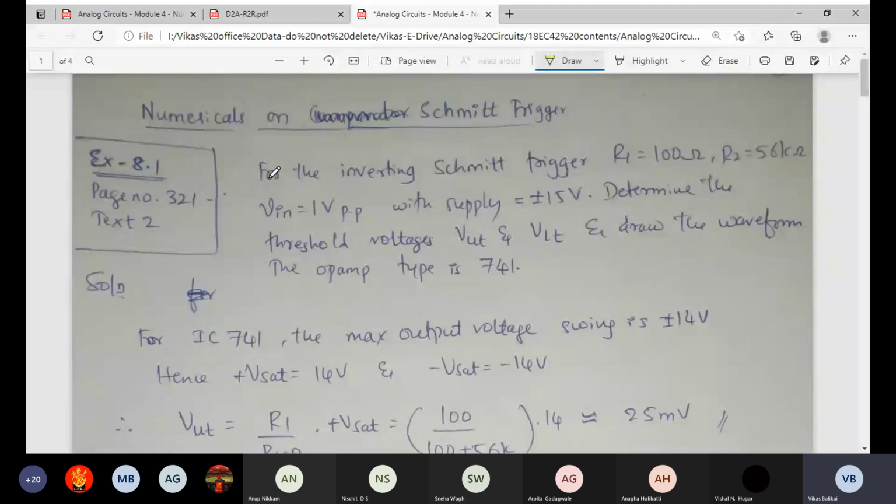The problem says for an inverting Schmitt trigger, some resistance values are being given and Vin has been given. The supply voltage has been mentioned as plus or minus 15 volt. Now he is asking us to determine the threshold voltages, that is upper threshold voltage and lower threshold voltage, and along with that he is asking us to draw the waveform. Now in your module number 4, maximum problems will be from Schmitt trigger only.